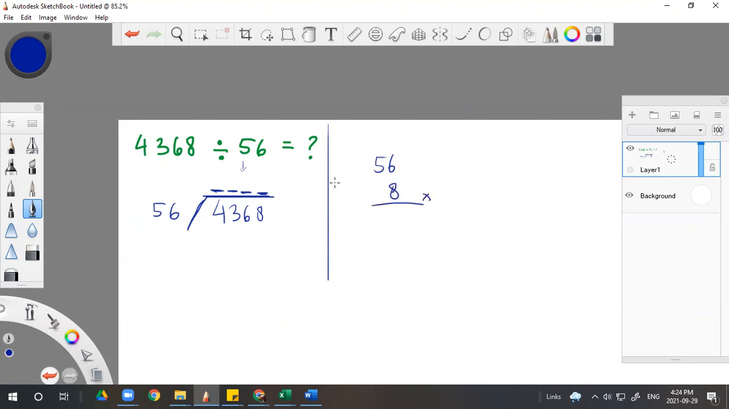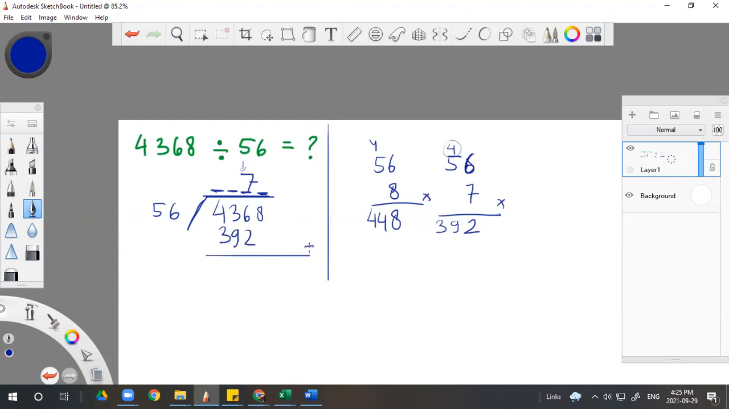I just try 8, because 50 something times 8 is 400 something. So 6 times 8 is 48. 8 times 5 is 40, plus 4 is 440. Whoa, it's too much. If it is too much, you have to decrease the multiplier. 56 times 7. 6 times 7 is 42. You have to master your multiplication facts. And 7 times 5 is 35, and you have to add 4. 35 plus 4 is 39, 392. So you put 7 here.